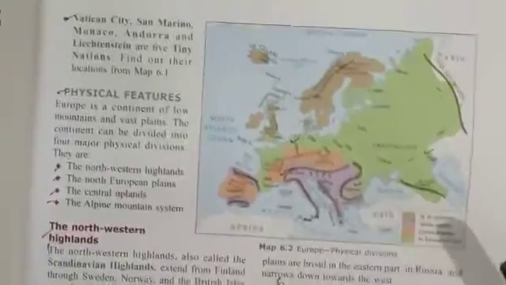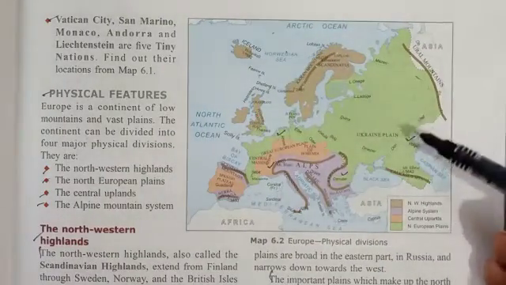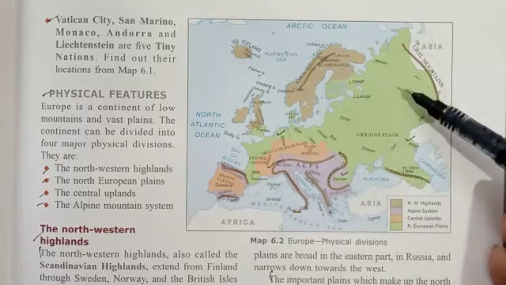Now the North European Plains lie toward the south of the Northwestern Highland. They extend from the Ural Mountains in the east, see in the map, to the Atlantic coast in the west.